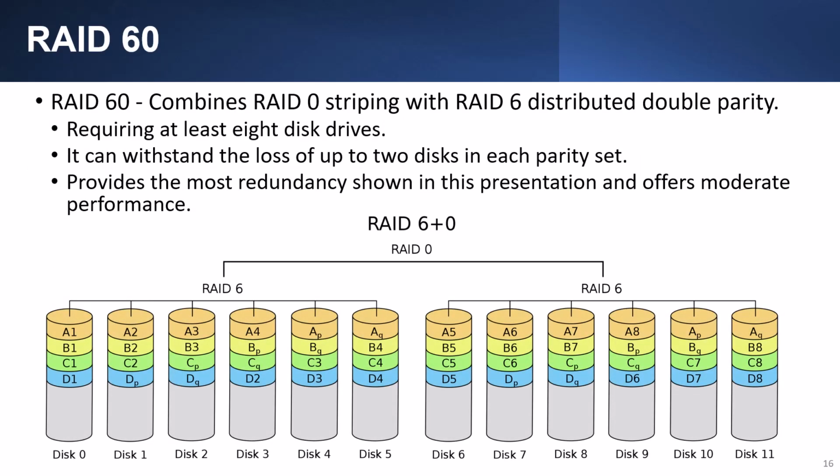RAID 60 combines RAID 0 striping with RAID 6 distributed double parity. It requires at least 8 disks. It can withstand the loss of up to 2 disks in each parity set. It provides the most redundancy shown in this presentation and offers moderate performance.